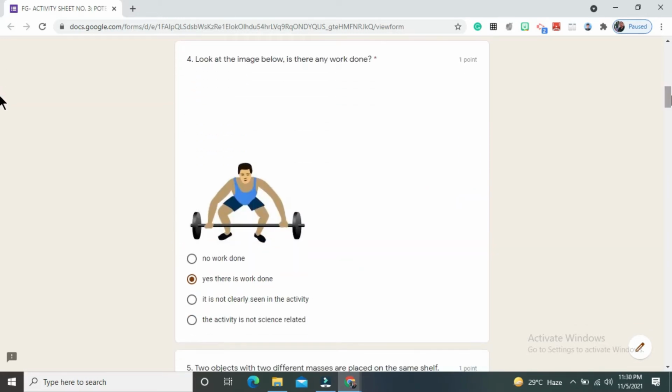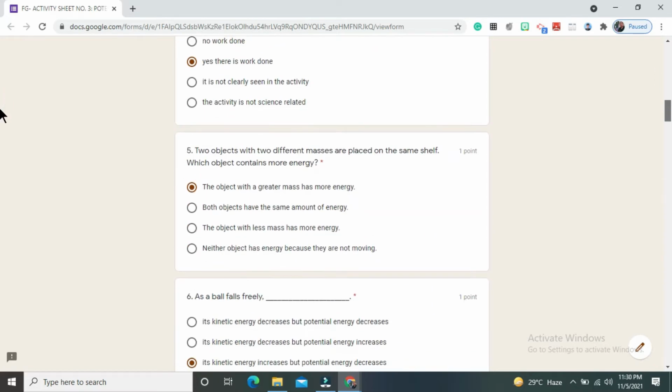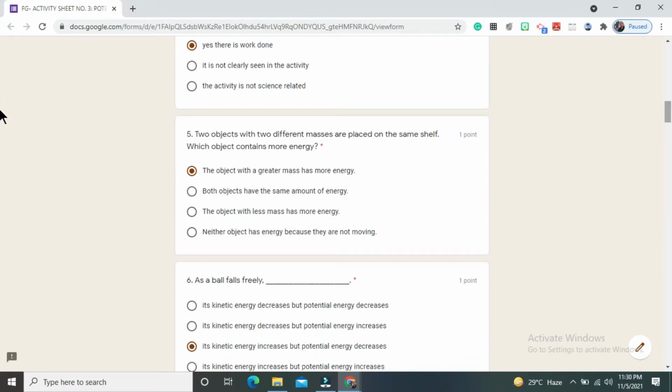Question number 4. Look at the image below. Is there any work done? The correct answer is yes, there is work done. Question number 5. Two objects with two different masses are placed on the same shelf. Which object contains more energy? The correct answer is the object with the greater mass has more energy.